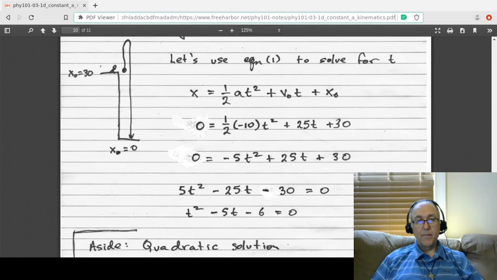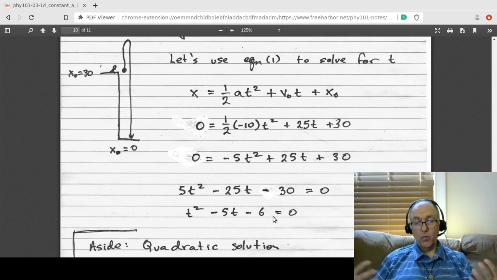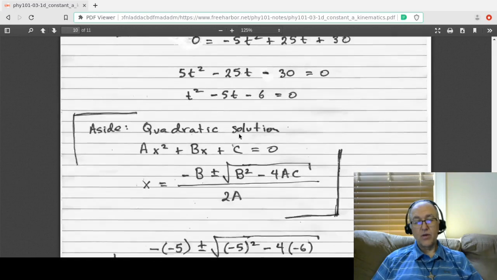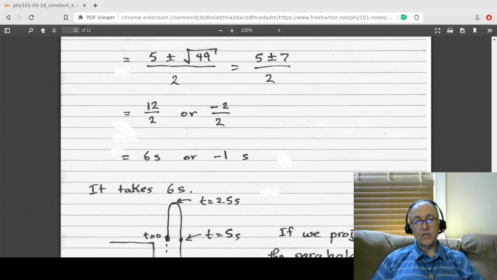Just to summarize again: looking at the situation here, we had initial and final position, initial and final velocity, and so on. We decided to use equation number 1 to find the time. That's a quadratic. When we plugged in all the numbers and simplified, we found that we had a quadratic equation in time, which we could not easily solve the way we could before. So we made use of the quadratic formula, and we got two solutions, t equals 6 seconds and t equals -1 seconds.